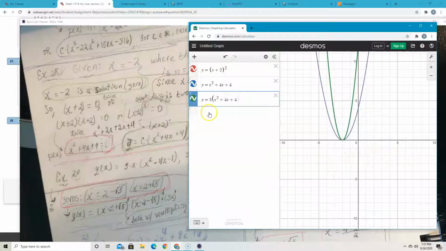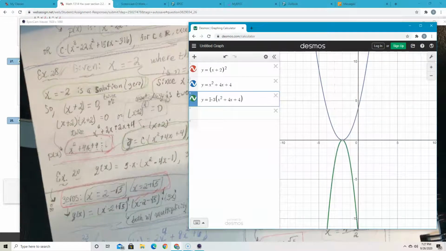If we multiply that by a negative number, I'll just change it to a negative. Now it opens downward. If you did multiply this through, you get negative 3x squared minus 12x minus 12. There's a negative number in front of the highest degree term, and that means both tails have to go downward, which they do.